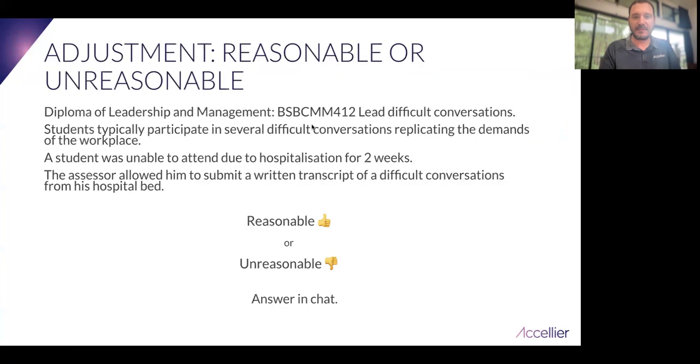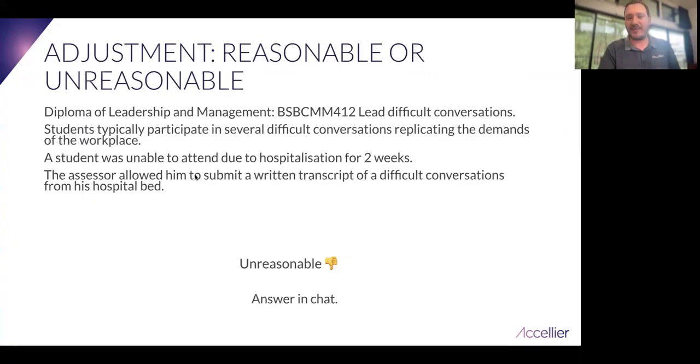Interesting. Oh, okay. That's very interesting to see lots of reasonables happening here. Okay, I'm going to have to get in here and disagree. I'm sorry. I would say this is unreasonable.